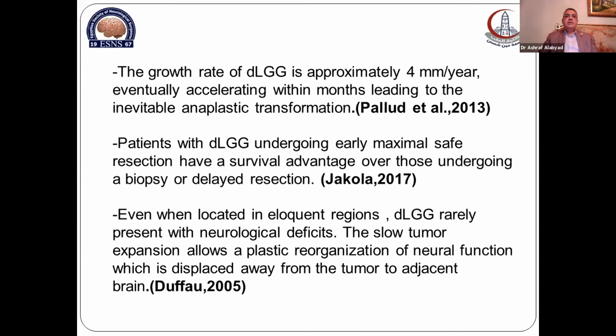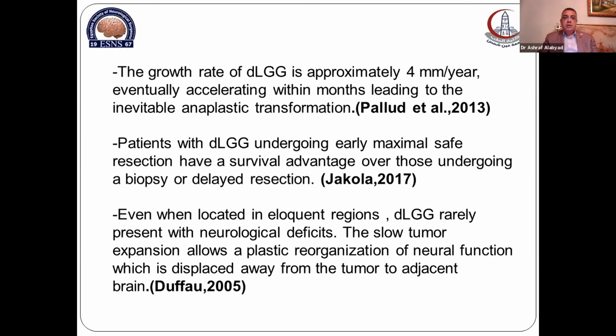Most of the recent studies have favored early surgical intervention rather than conservative management. Palod et al. documented that the growth rate of diffuse low-grade glioma is approximately 4 millimeters per year, and then eventually accelerating within months, leading to inevitable anaplastic transformation. This means that there is no static or stationary diffuse low-grade glioma.